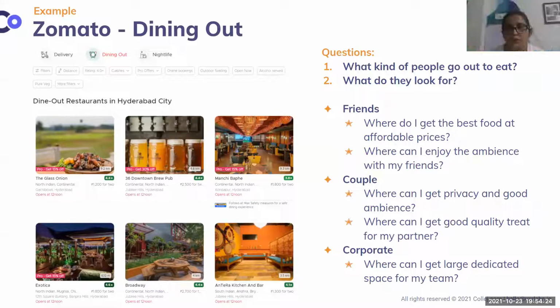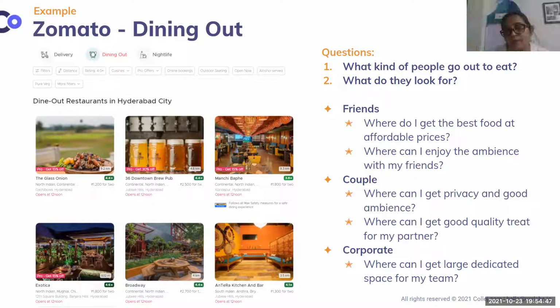Basically, quality of food and ambience. These are the main things which I can see from this. Okay, so let's actually think about this, right? So you're saying people would care about quality of food and ambience. Okay, so which of these three groups of people will care more about ambience?